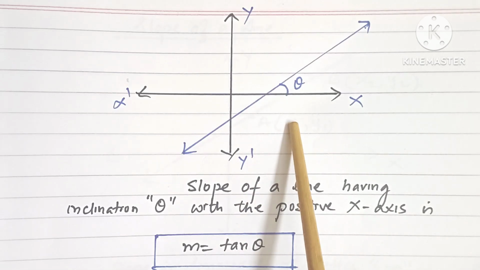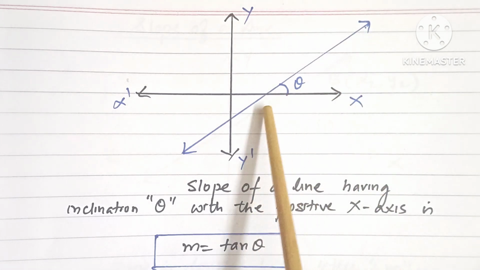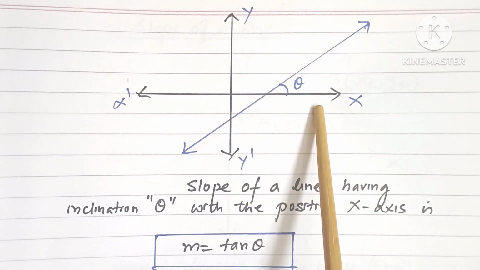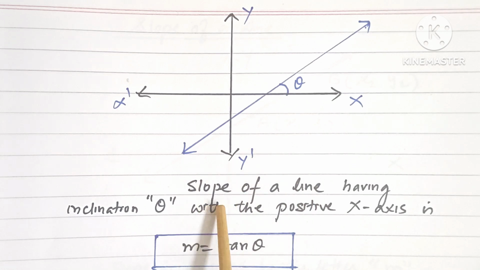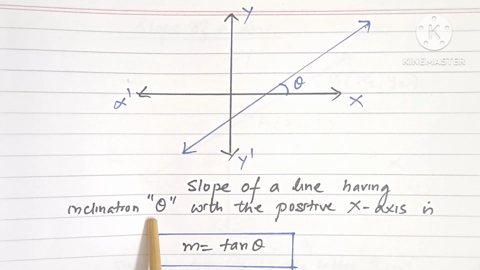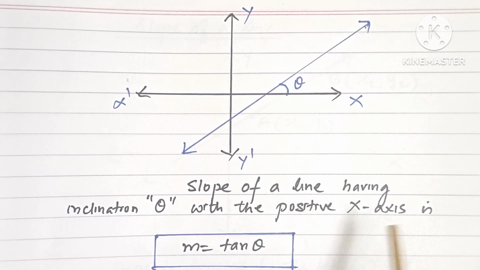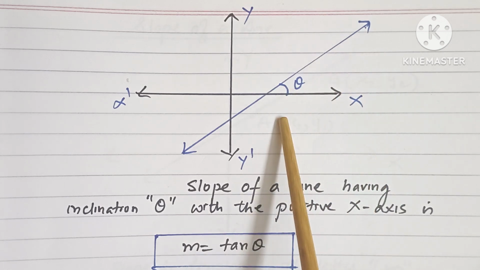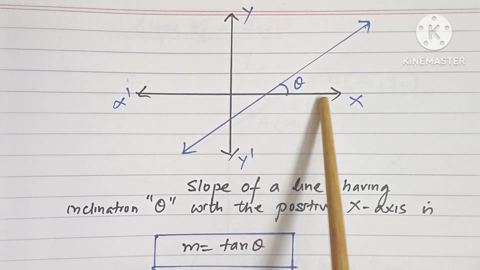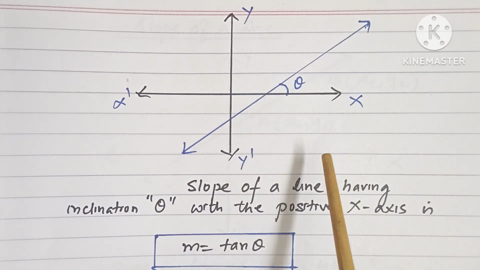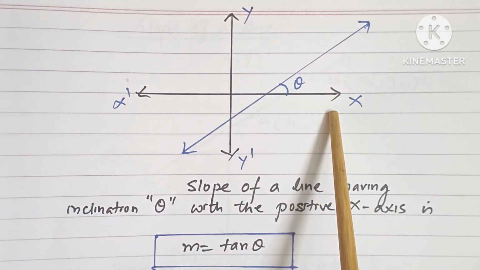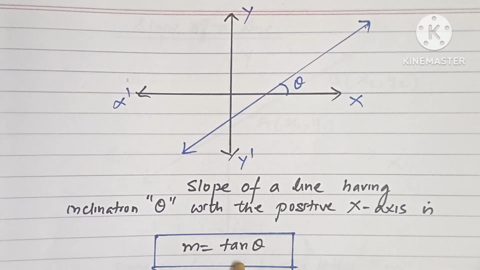To find out the slope of a line when the inclination of the line with the positive x-axis is given. Now, the slope of a line having inclination theta with the positive x-axis is m equals tan theta. Now here you have to be careful that the inclination of the line is with respect to the positive x-axis. So if theta is the inclination of the line with respect to the positive x-axis, then the slope m is equal to tan of theta.